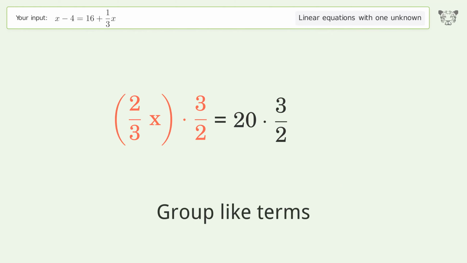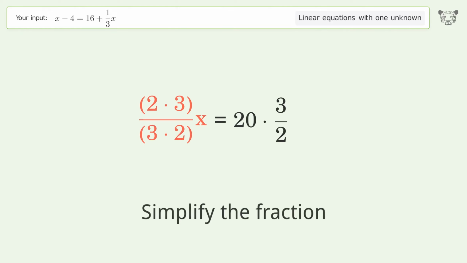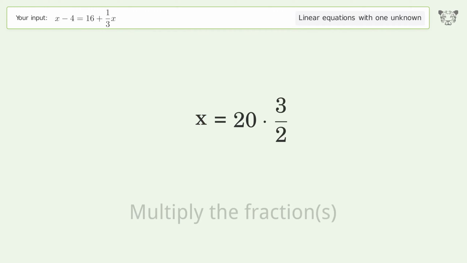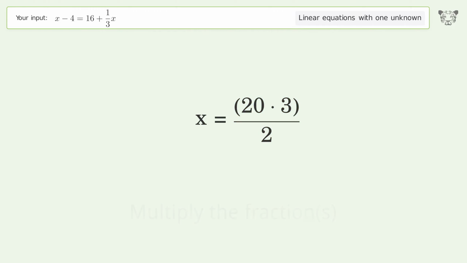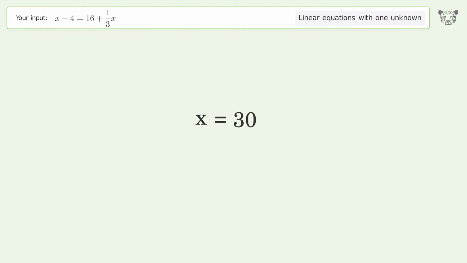Group like terms. Multiply the coefficients. Simplify the fraction. Multiply the fractions. Simplify the arithmetic. And so the final result is x equals 30.